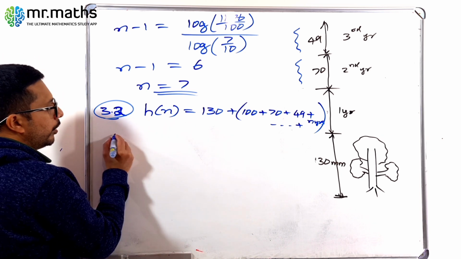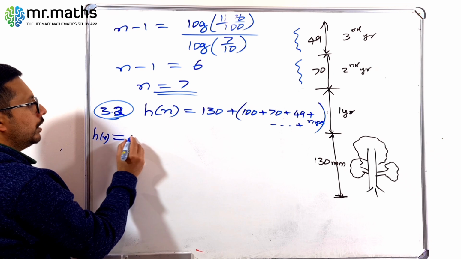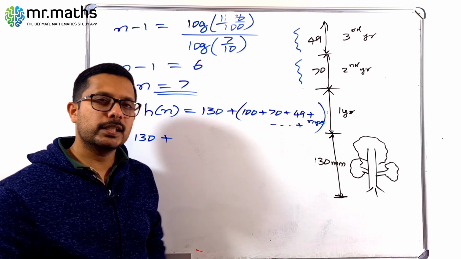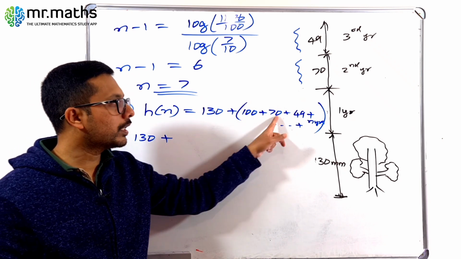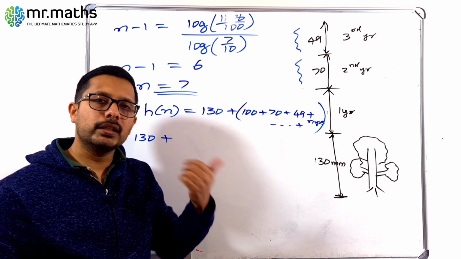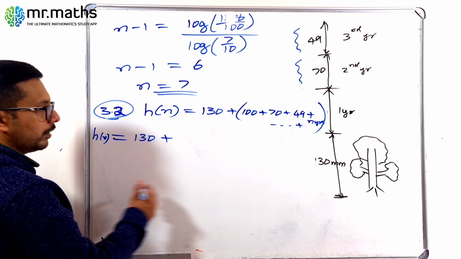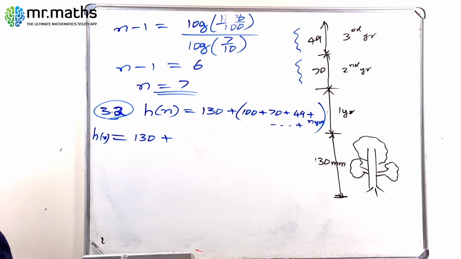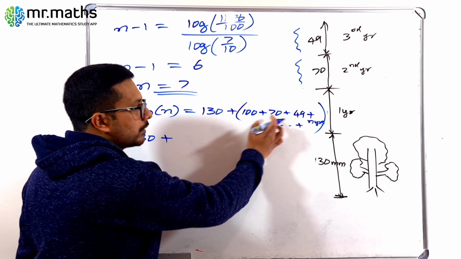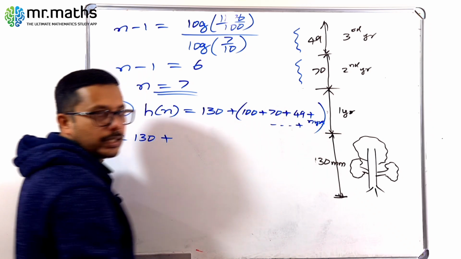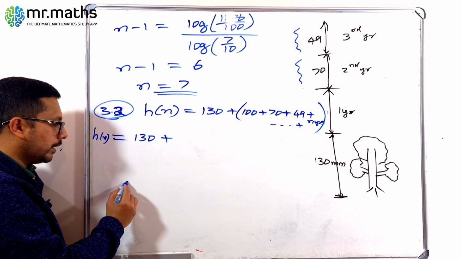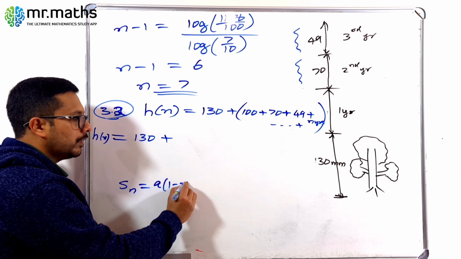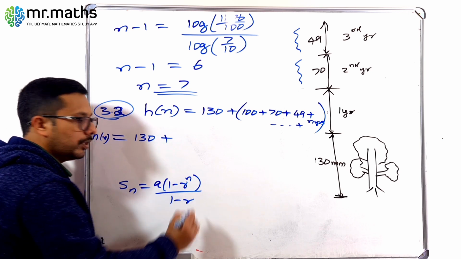So here, look at how I am going to write. h of n is equal to 130, that is fixed. Then this one, is it not a geometric sequence? It is given that this one is a geometric sequence. So how can you find the nth term of a geometric sequence? Or we are supposed to write the sum, not the nth term. We are supposed to write the sum: 100 plus 70 plus 49 plus etc. So what is the sum of a geometric sequence? Sum of n terms of a geometric sequence is a times 1 minus r raised to n, divided by 1 minus r.